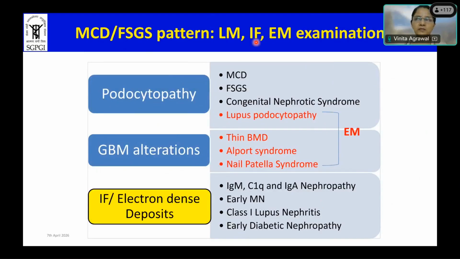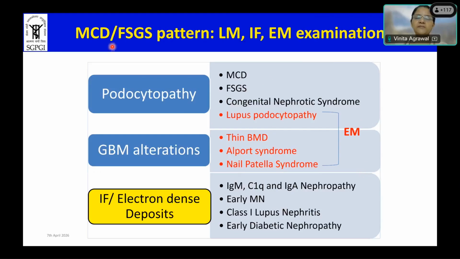Okay, so now summarizing what we were looking at in the MCD FSGS pattern when we integrate light microscopy, immunofluorescence, and EM. These are the conditions which show you podocytopathy. These are the conditions which show you GBM alterations. And these are the conditions which have a normal MCD or an FSGS pattern, but they will show you immunofluorescence positivity. There are certain conditions for which you can make a diagnosis just on LM and IF, like MCD, FSGS, or all of these conditions with immunofluorescence deposits. But there are certain conditions which require electron microscopy for making a diagnosis, like thin basement membrane disease, lupus podocytopathy, Alport syndrome, and nail patella syndrome.